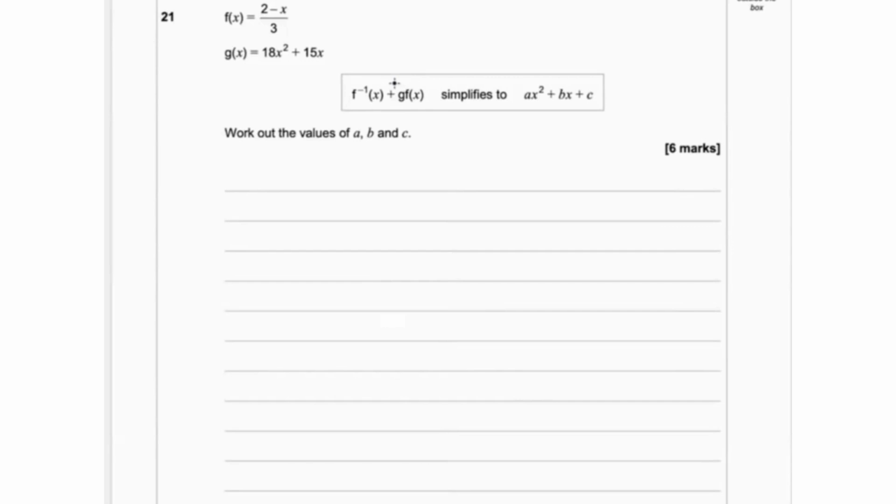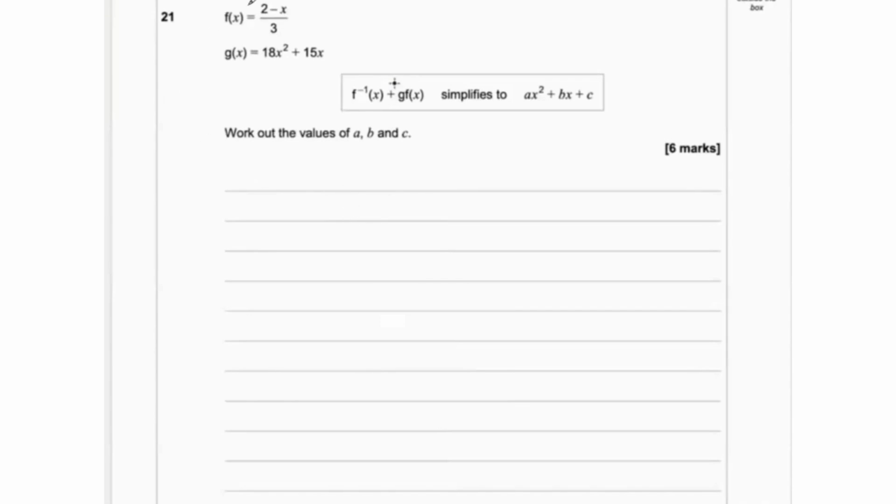In the next question, we have two functions. f(x) is (2 − x) over 3 and g(x) is 18x² + 15x. They're saying that the inverse of f(x) plus the composite of g(f(x)) simplifies to ax² + bx + c. Work out the values of a, b, and c.